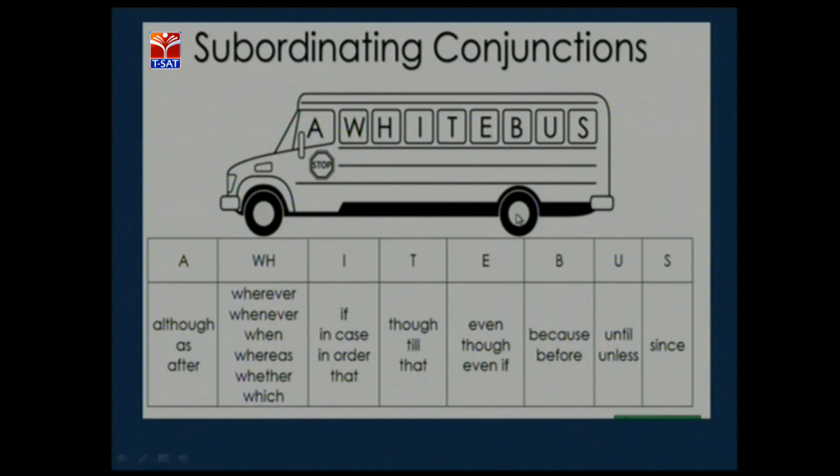We remember these subordinating conjunctions with one acronym, A White Bus. A stands for although, as, after. WH stands for whatever, whenever, when, whereas, whether, which. In this way, there are many subordinating conjunctions. All of them we remember with one acronym, A White Bus. Observe this small video.